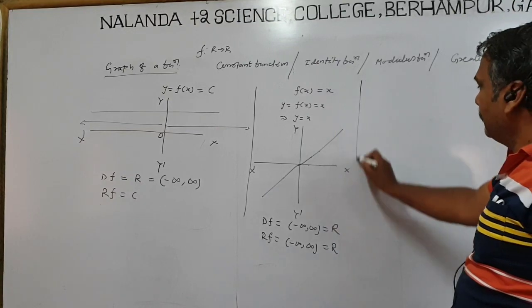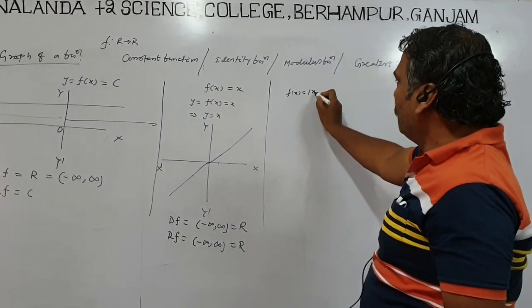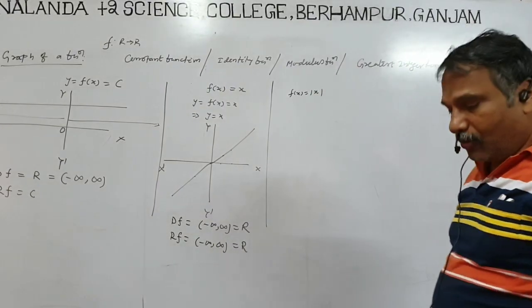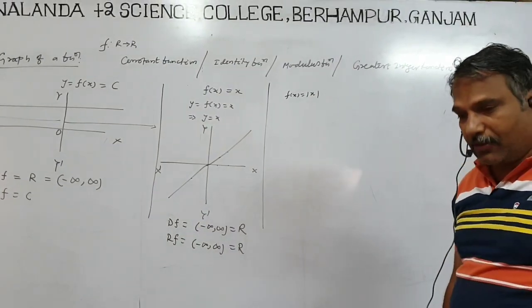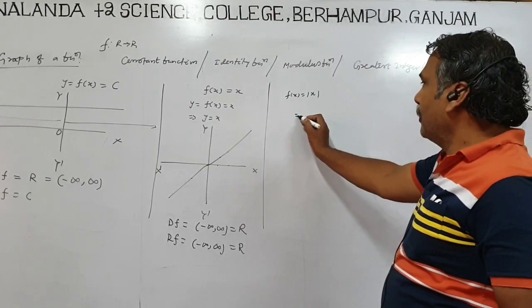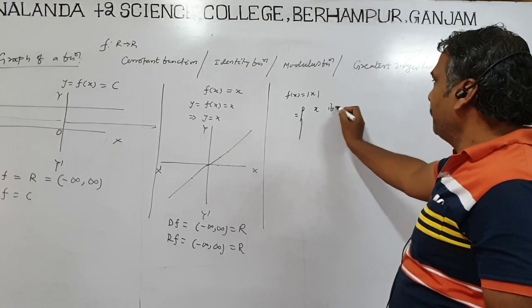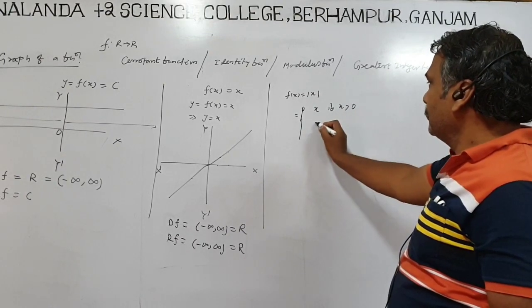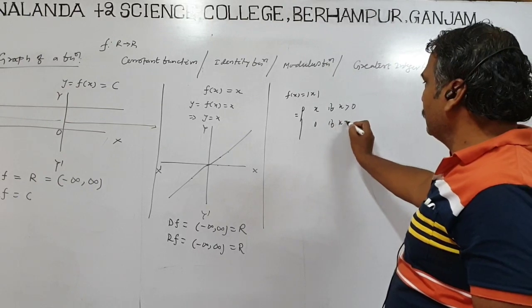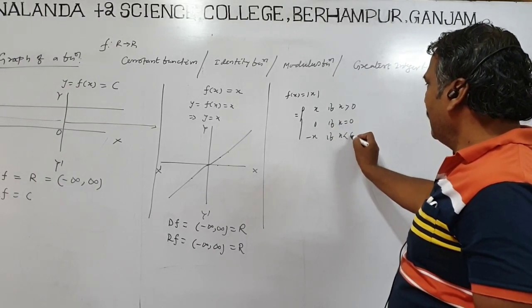Now next one: what is the modulus function? Modulus function means f of x equals mod x. Now modulus function equals, as you already know from first year, x if x is greater than 0, 0 if x equals 0, and minus x if x is less than 0.